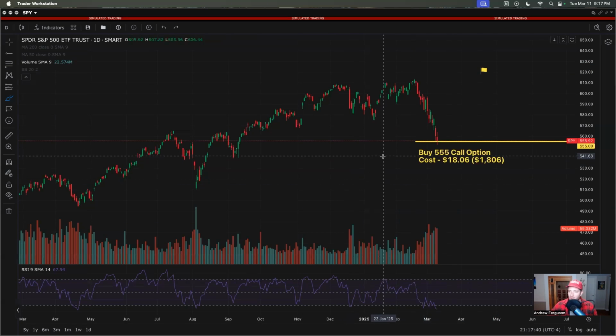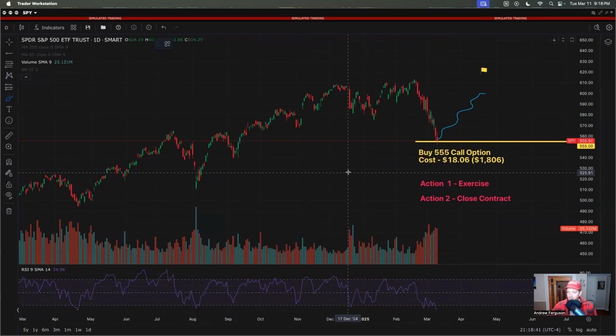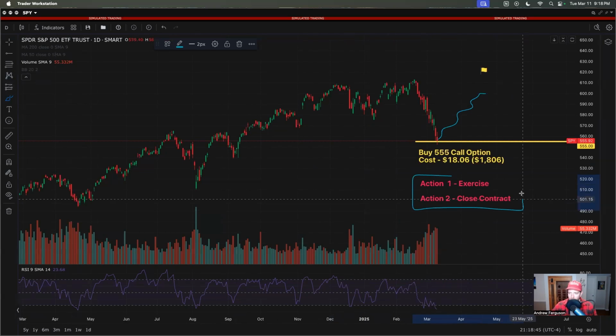So if the value of the SPY just decides to slowly make its way up and meanders up, and on expiration date, let's say it gets all the way up to $600 right there, and that's where it stops on expiration date. That's a good thing for us because we're going to make some money. And if this is our scenario, we have two actions, which you can see I just added to the screen right down here. We have action number one, which is exercise the contract, or we have action two, which is close the contract. So we have to do something.